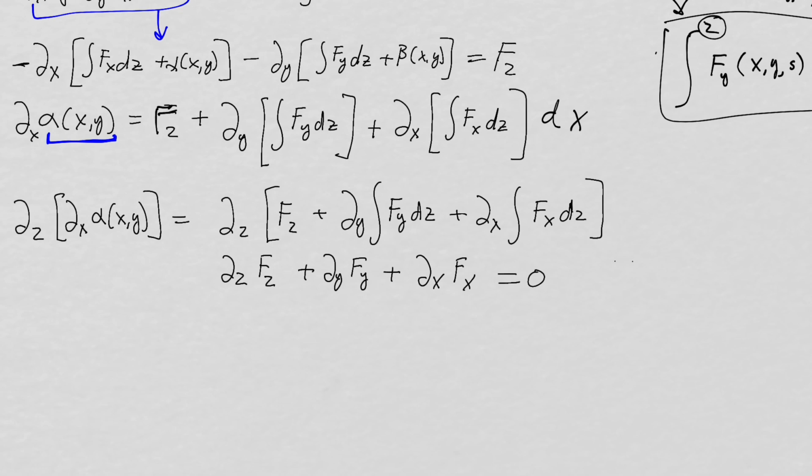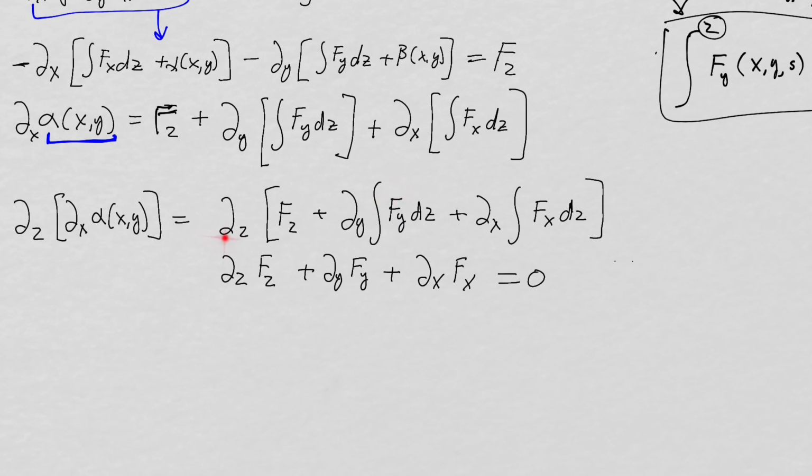If you take the derivative of all of this with respect to z, I can write it out this way. The partial derivative with respect to z of f_z is ∂_z f_z. Okay, fair enough. The partial with respect to z of the partial derivative with respect to y of the integral of f_y dz, well, you use the fundamental theorem of calculus, right? I'm taking the z-th derivative of the antiderivative with respect to z.